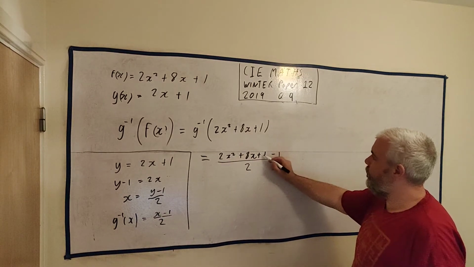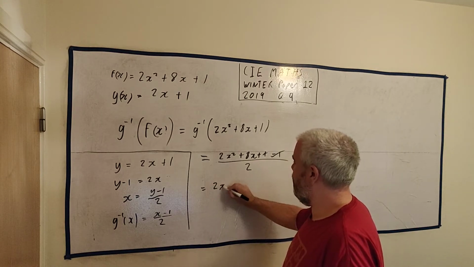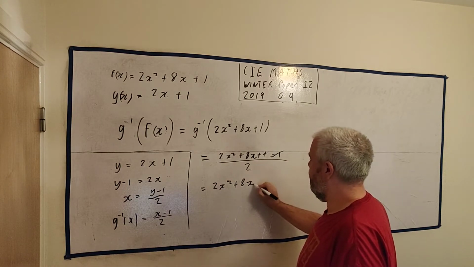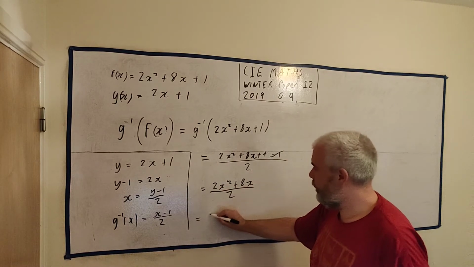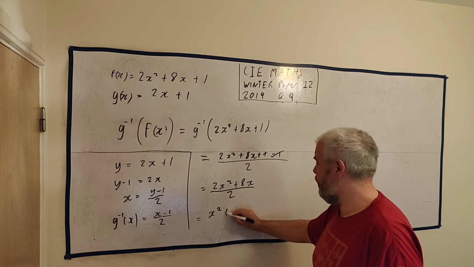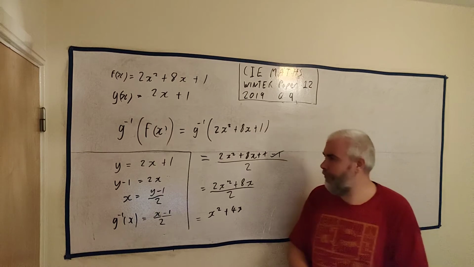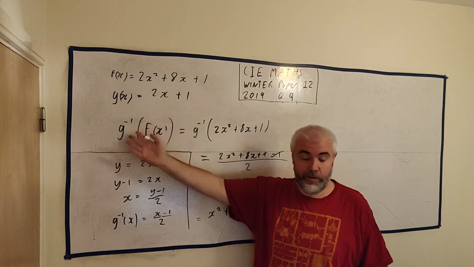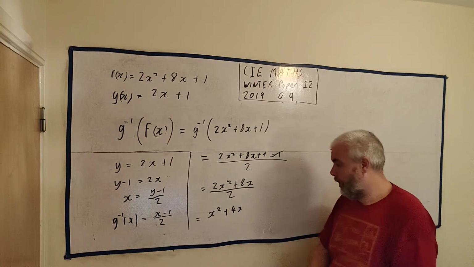So this isn't too hard to do. 1 minus 1 disappears. We get 2x squared plus 8x, divided by 2. And 2 goes into both of them. We just get x squared plus 4x. So that is this, I can't think of the word when you combine two functions, but that is this. Oh, and solve this equation for when it equals 0.